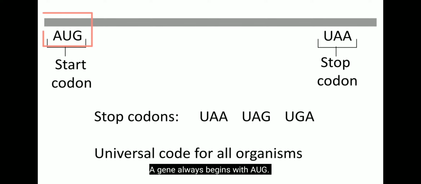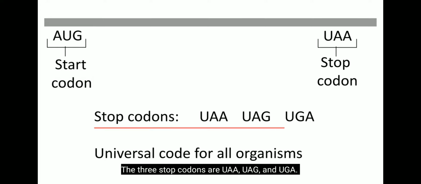A gene always begins with AUG. This is the start codon where translation begins. Translation ends at stop codons. The 3 stop codons are UAA, UAG, and UGA. These codons do not code for any amino acid, so translation stops here.